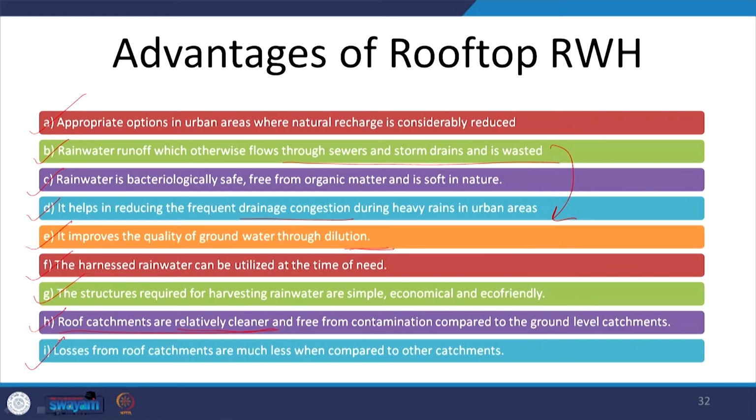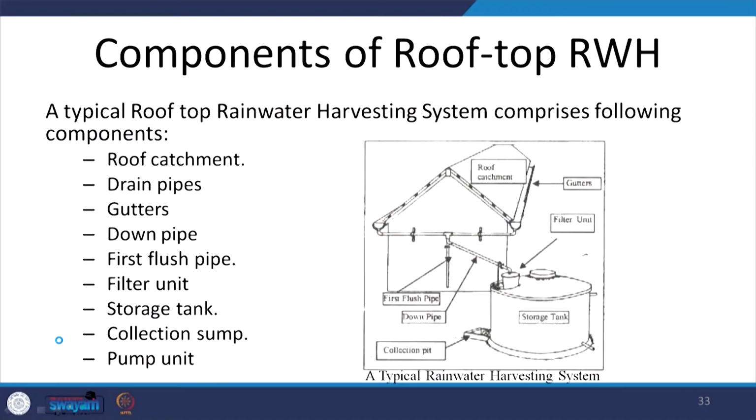And the last is that the losses from roof catchments are much lesser as compared to the other catchments, because a roof is often a very confined area and almost all the water which comes onto the roof can be collected, filtered and stored. So, when we talk about the different components of rooftop rainwater harvesting, we have these components: roof catchment, drain pipes, gutters, downpipe.